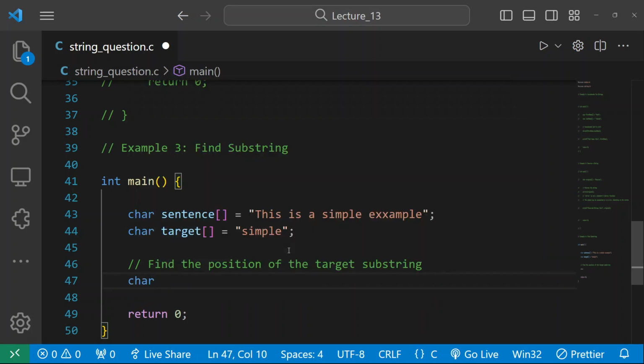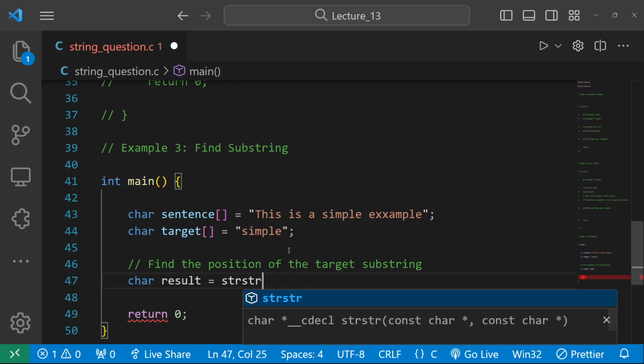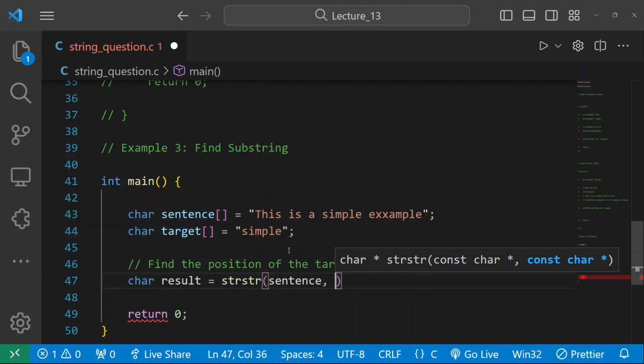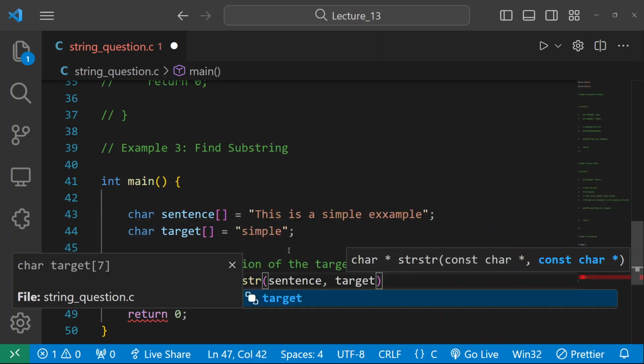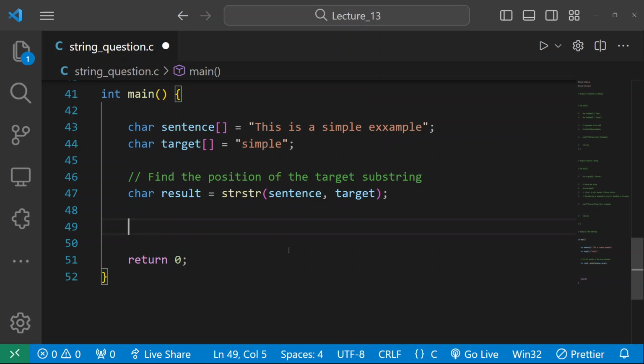See here, what is that? Your result. Let me write it in result. I will be writing strstr. Now what is this strstr? I will be explaining it, no need to worry. Let me write this thing: sentence and target. Now see what I am doing here.